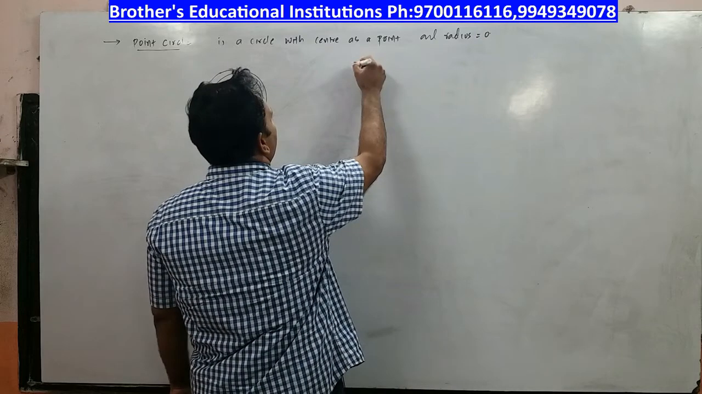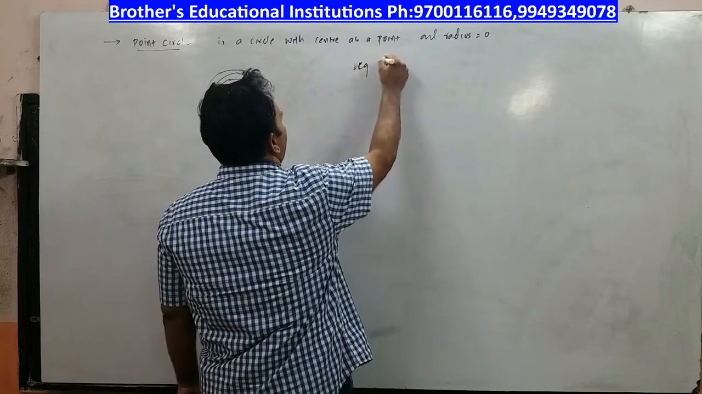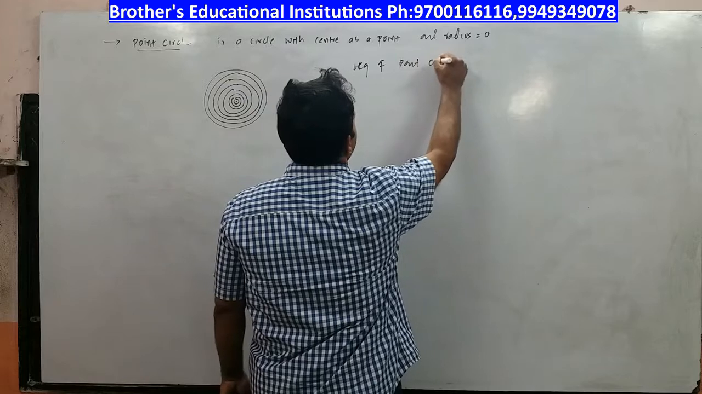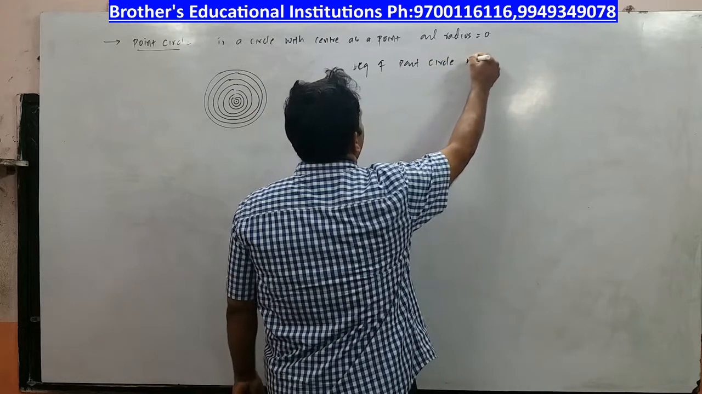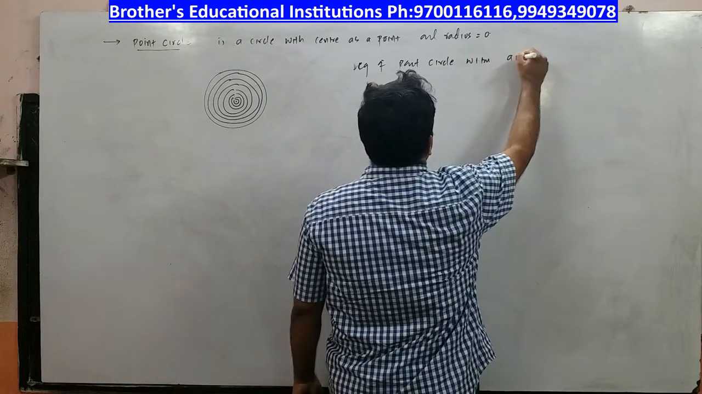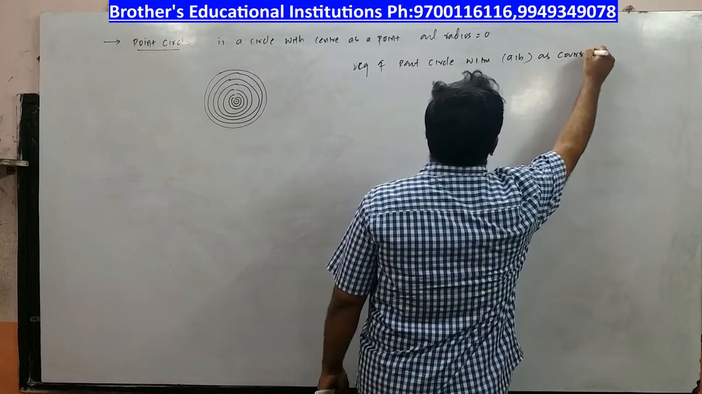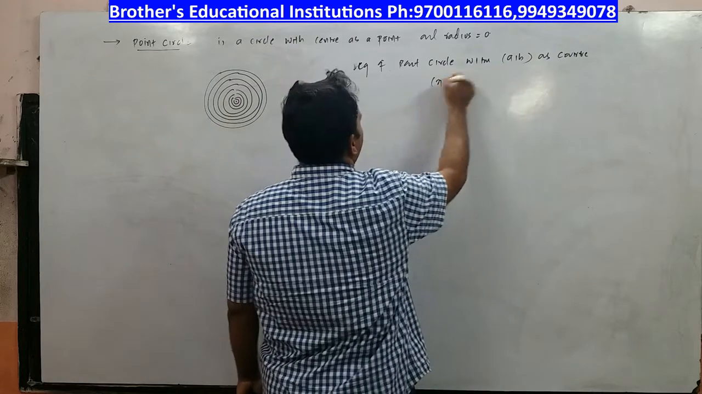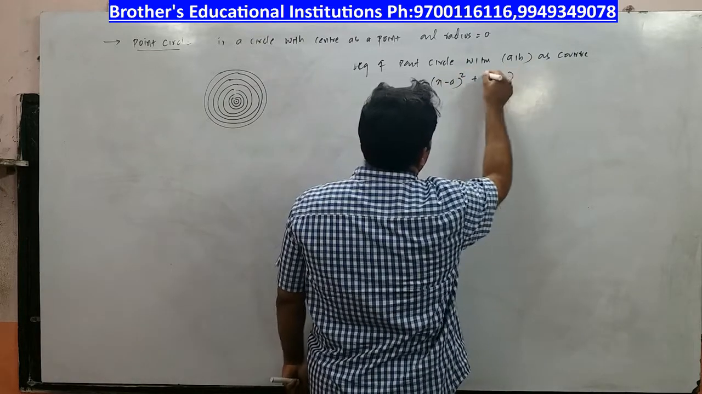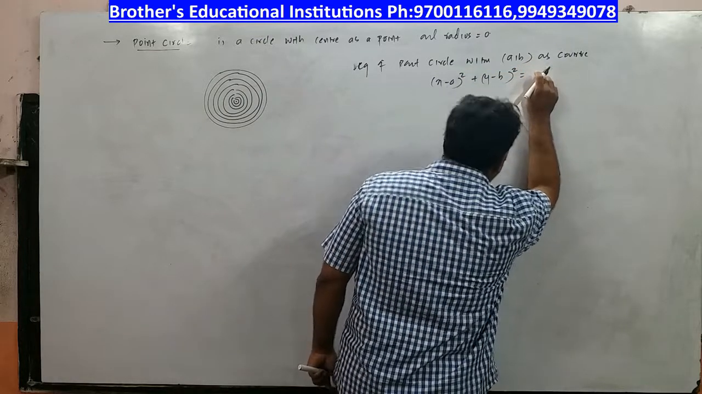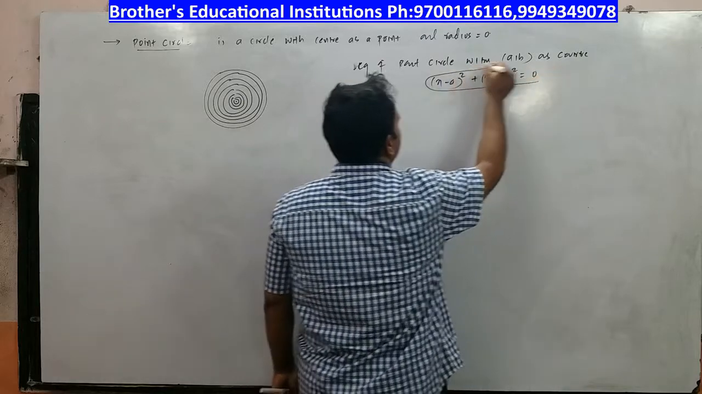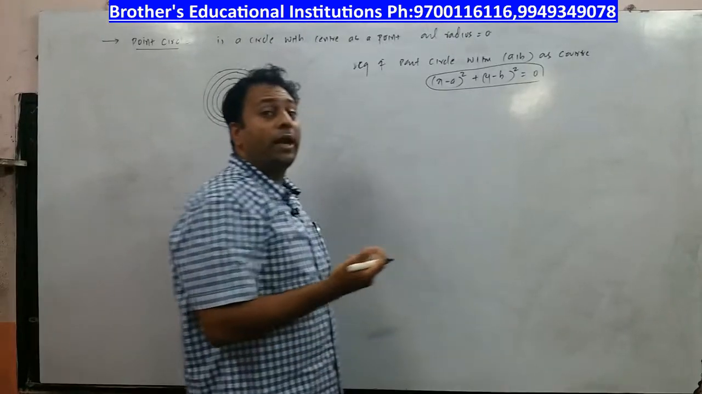So if I say the equation of a point circle with a comma b as the center, what can that be? It can be x minus a whole square plus y minus b whole square is equal to, instead of r square, I will write 0 square. So what does this represent? It represents a point circle.